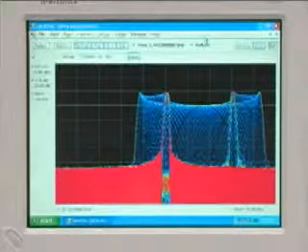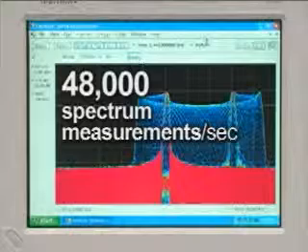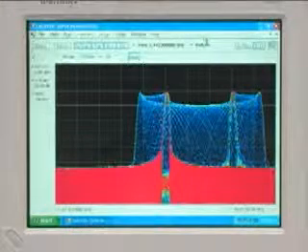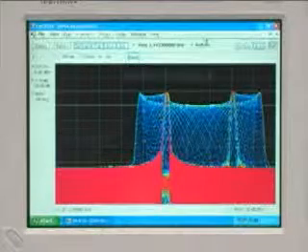DPX has dedicated hardware that can process 48,000 spectrum measurements per second. That means it's taking a fast enough sample rate and performing a discrete Fourier transform quickly enough to achieve this analysis rate.